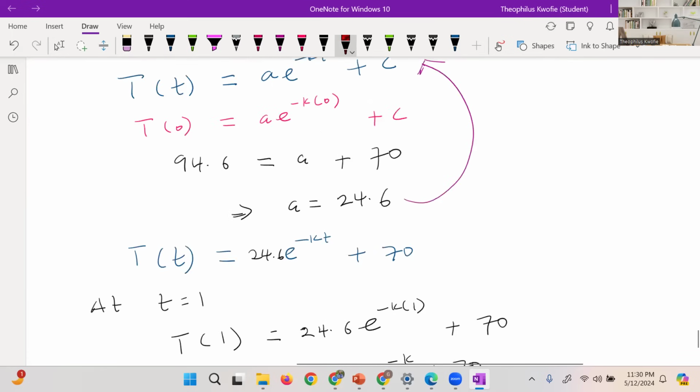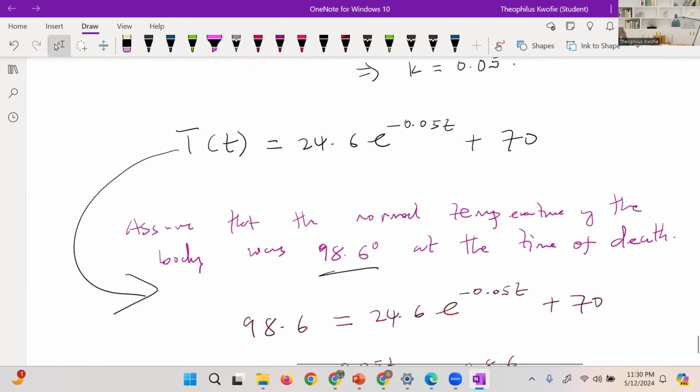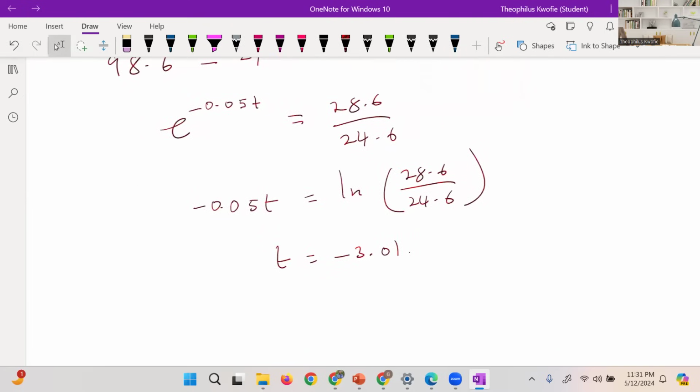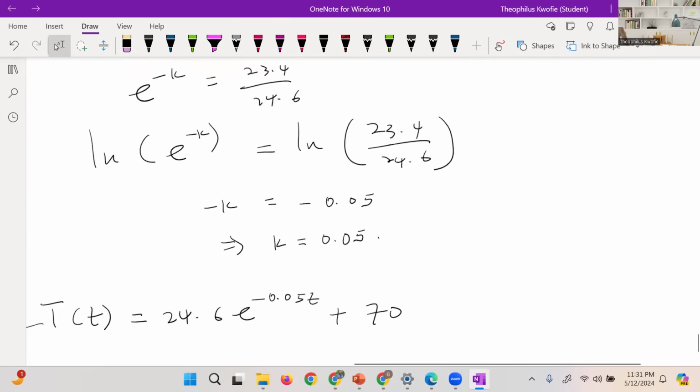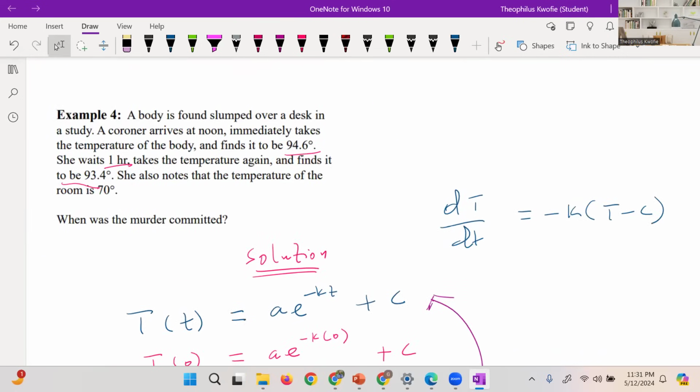Remember the question, our question was that, when was the murder committed? When was the murder committed? So how do we interpret this? How do we interpret this result? How do we interpret it? So since t equal to 0 represents noon, remember noon was the time that the meta occurred. Okay, let's go through the problem again so that we can appreciate it well.